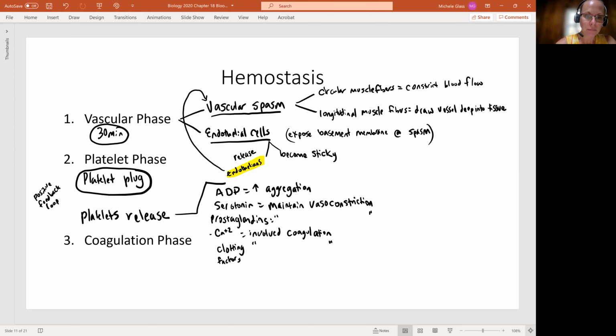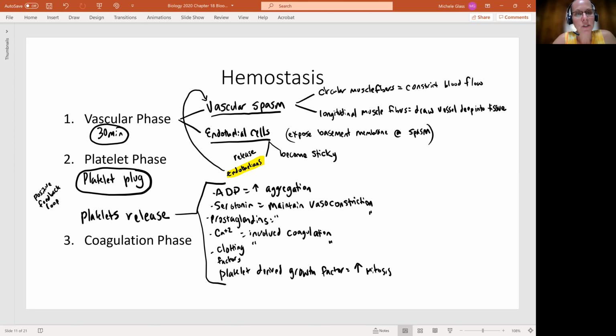And then we can also add to this list what's called platelet-derived growth factor. And this is going to increase mitosis. So we have obviously a damaged vessel. We need to increase mitosis in order to repair, regrow that particular area.